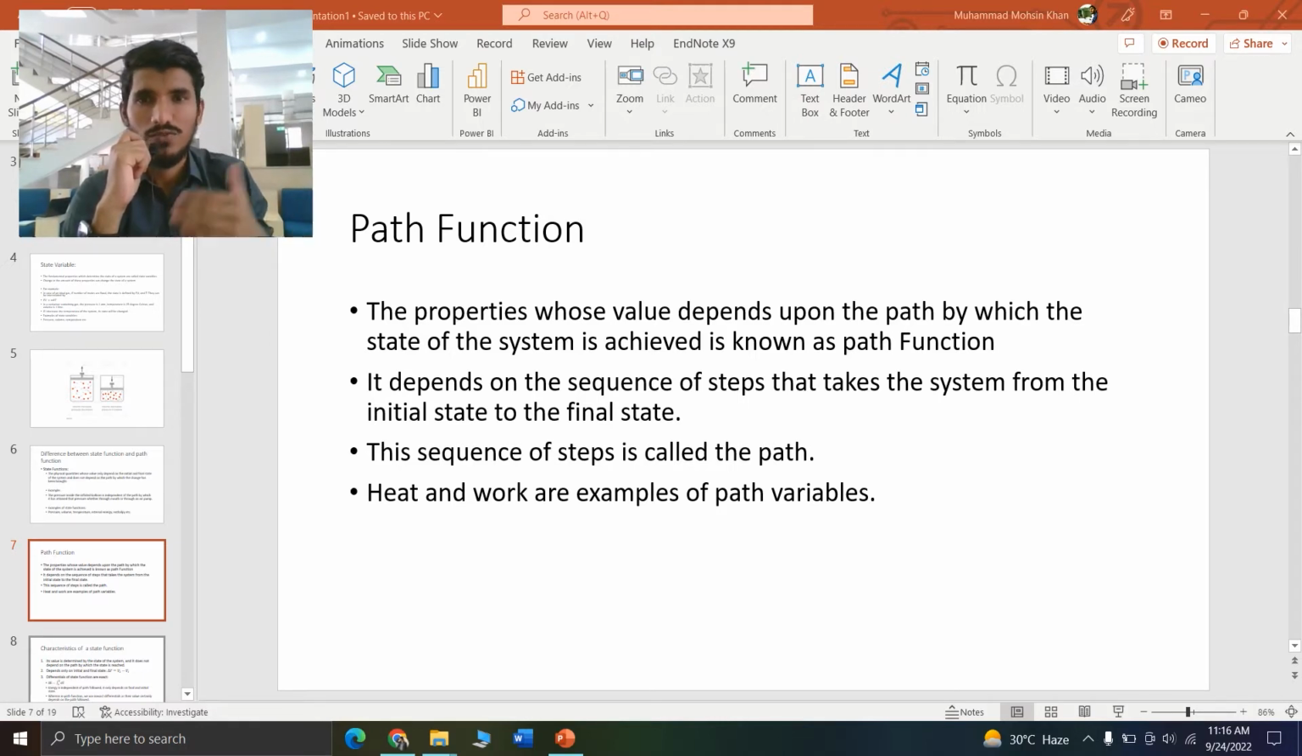There are also some other examples of path functions. So what really is the difference between the state and the path function is that the state function depends only on the initial and the final value, whereas the path function depends on the path followed. So we cannot determine a path function from the initial and final value only. You need to know each single step that the path function has taken while reaching the final state. Whereas in the state function, you just need to know the initial and the final value.